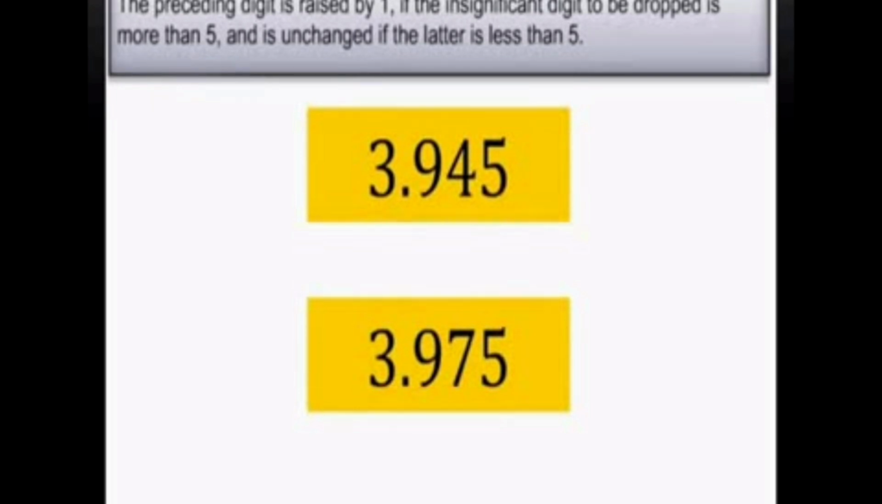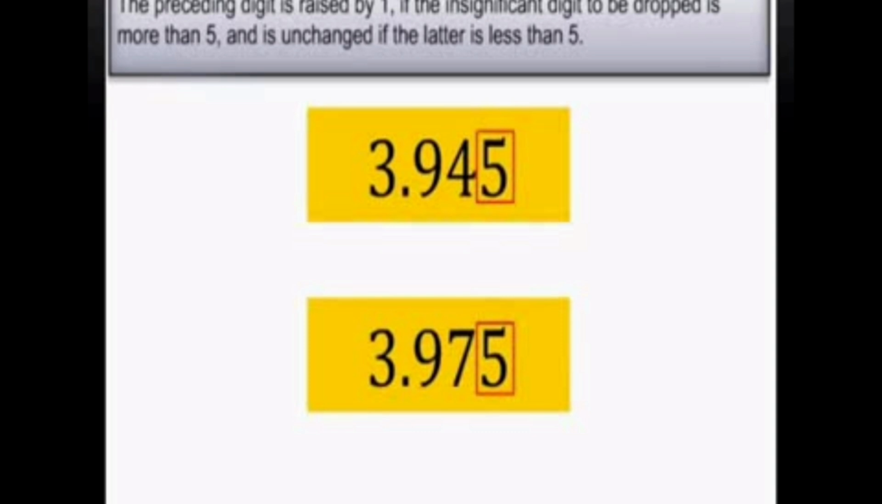3.945. So before that 5 it has a 4. And another one, the value before 5 is a 7. Suppose it's an odd number or an even number. If it is an even number, you should not change that value. So in 3.945, that 5 is the greater value.